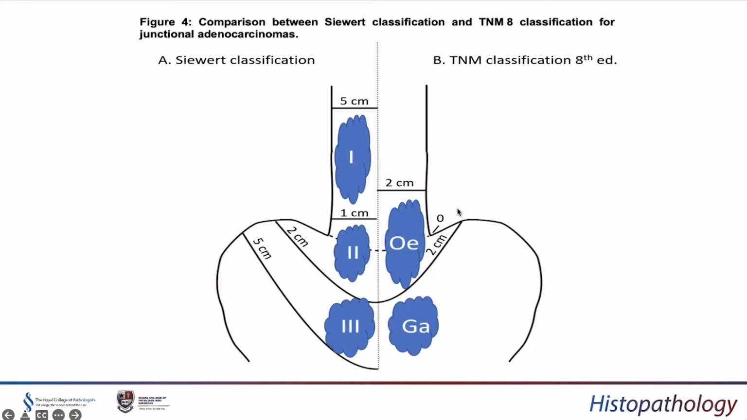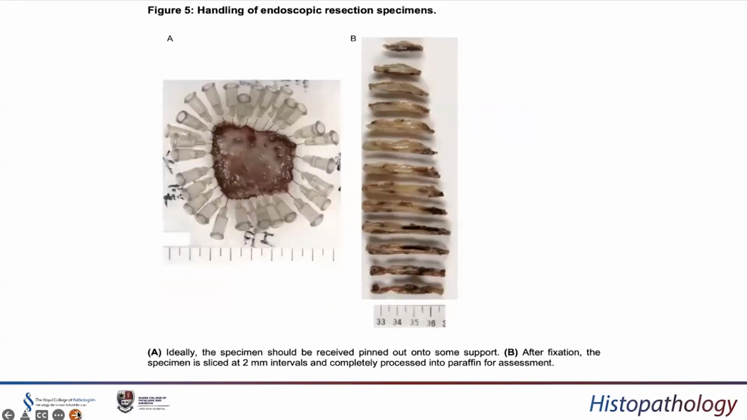These are all images taken from the various different data sets, just to show you how useful these can be. They've got the SEWIT classification and TNM classification, and how that correlates, because obviously from a clinical point of view as well, this is helpful. Yeah, so this is a nice diagram that is a quick reference for that.